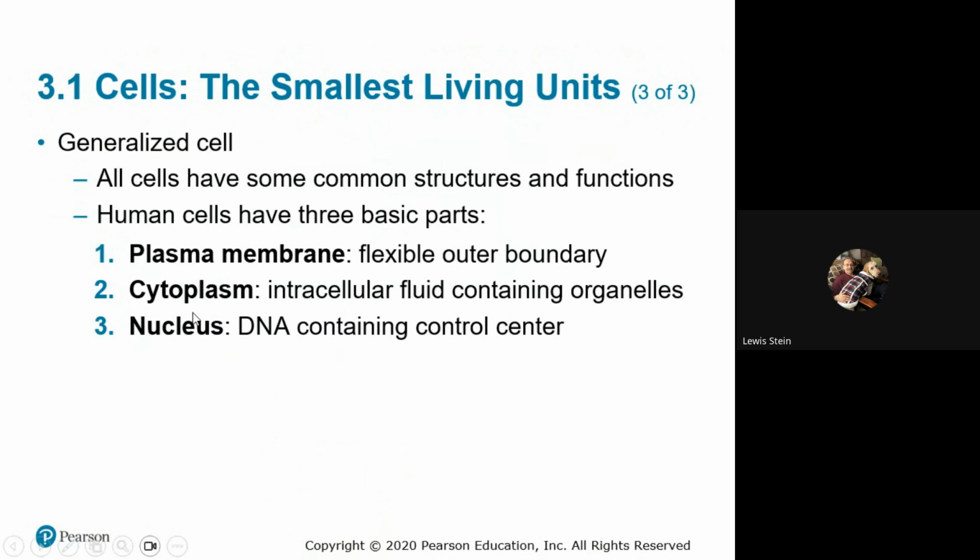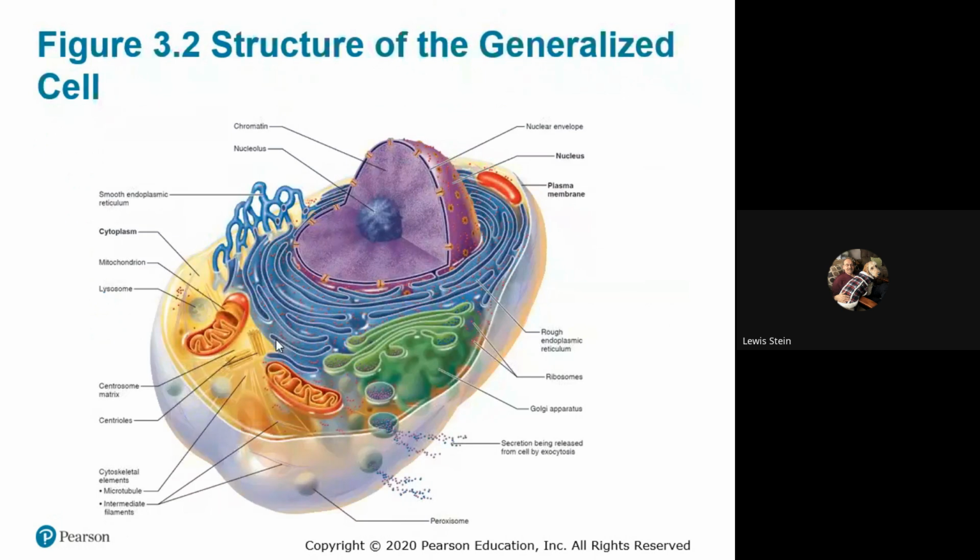Cytoplasm, the stuff that's inside the cell, is pretty consistent. It's either liquid or gel-like. Some of it's more solid. Doesn't really matter for now. And yeah, sure, the nucleus, the control center. We'll deal with all of these in a little bit more detail.